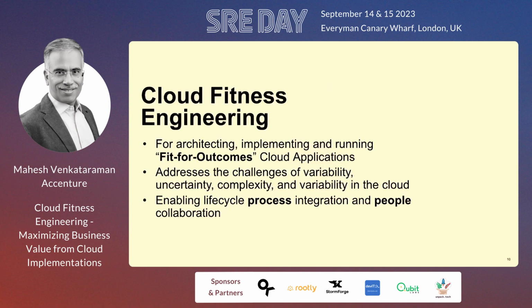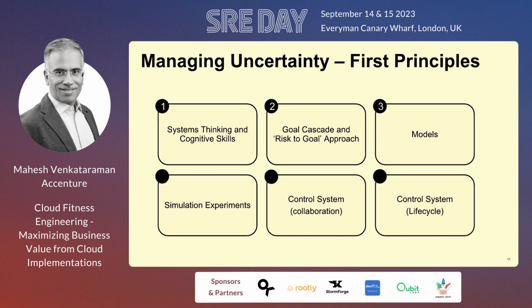So three-pronged risk. Now, cloud fitness engineering is primarily architecting, implementing, and running fit-for-outcomes cloud applications, addresses the VUCA challenge in cloud, and enables lifecycle process and people collaboration. Now, what are the first principles? How do we address uncertainty in life, in career, or whatever, right? Let's not go into the technical part. First and foremost is systems thinking and cognitive skills. I think as a community, we have to appreciate the value of tools, but human cognition, the cognitive skills, are going to be important.